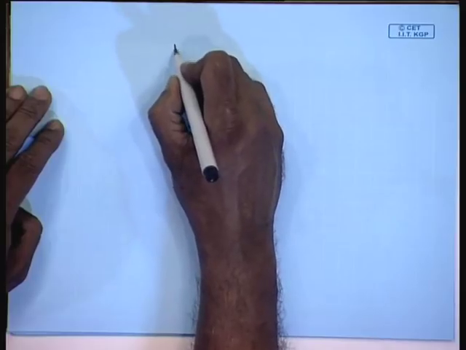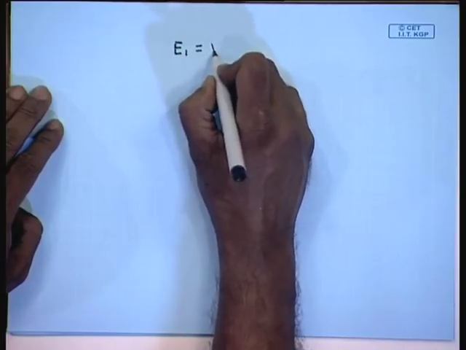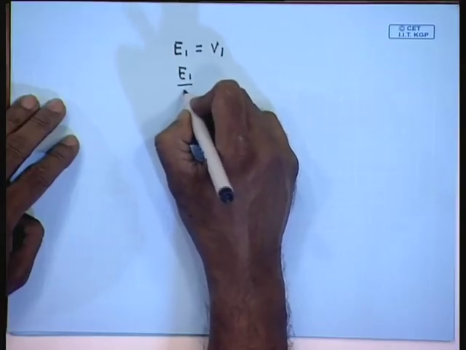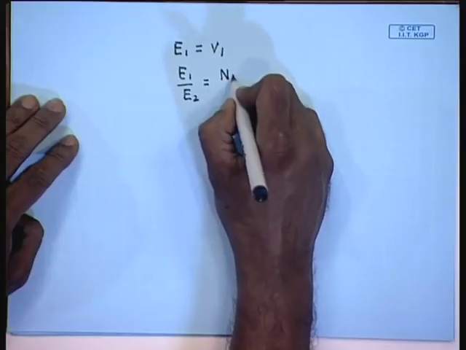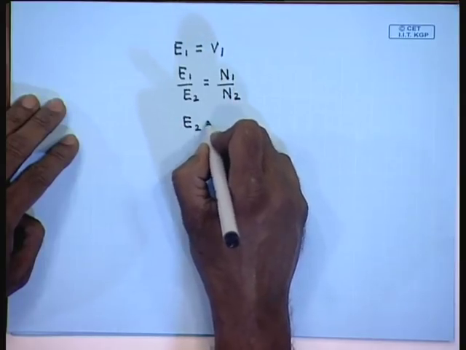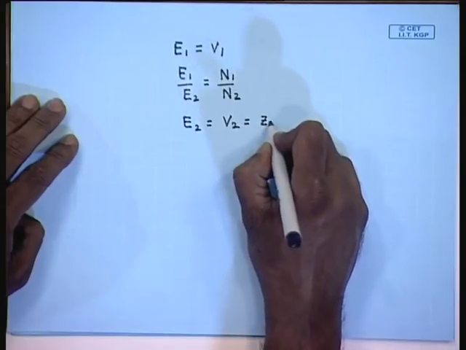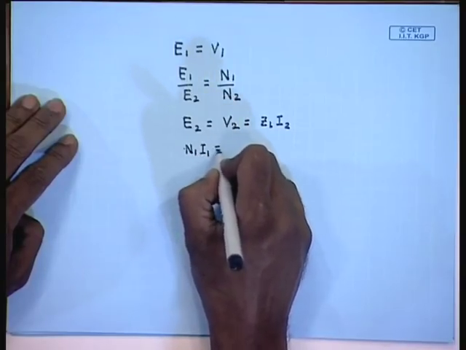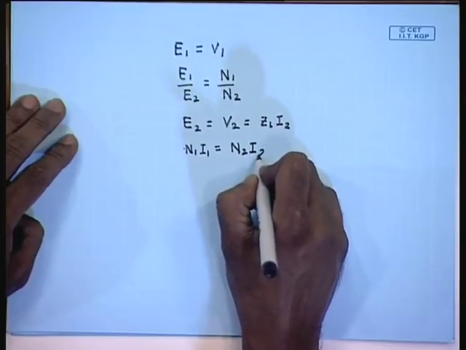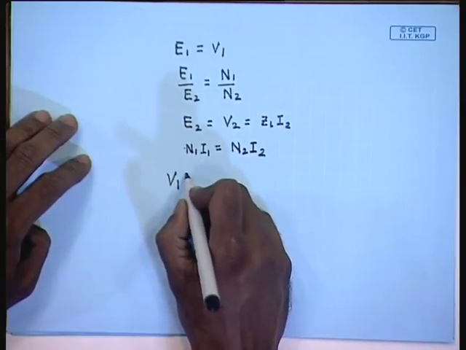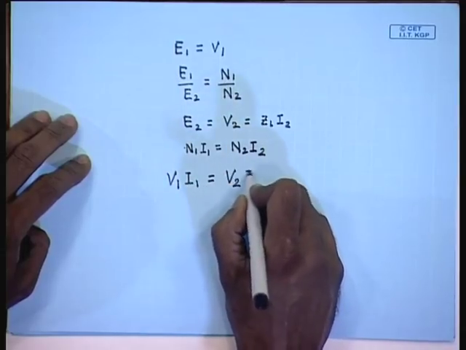So, for an ideal transformer we have seen E1 equal to V1, E1 by E2 equal to N1 by N2, E2 equal to V2 equal to ZL I2, and N1 I1 equal to N2 I2. In other words, from these relations we can show V1 I1 equal to V2 I2.